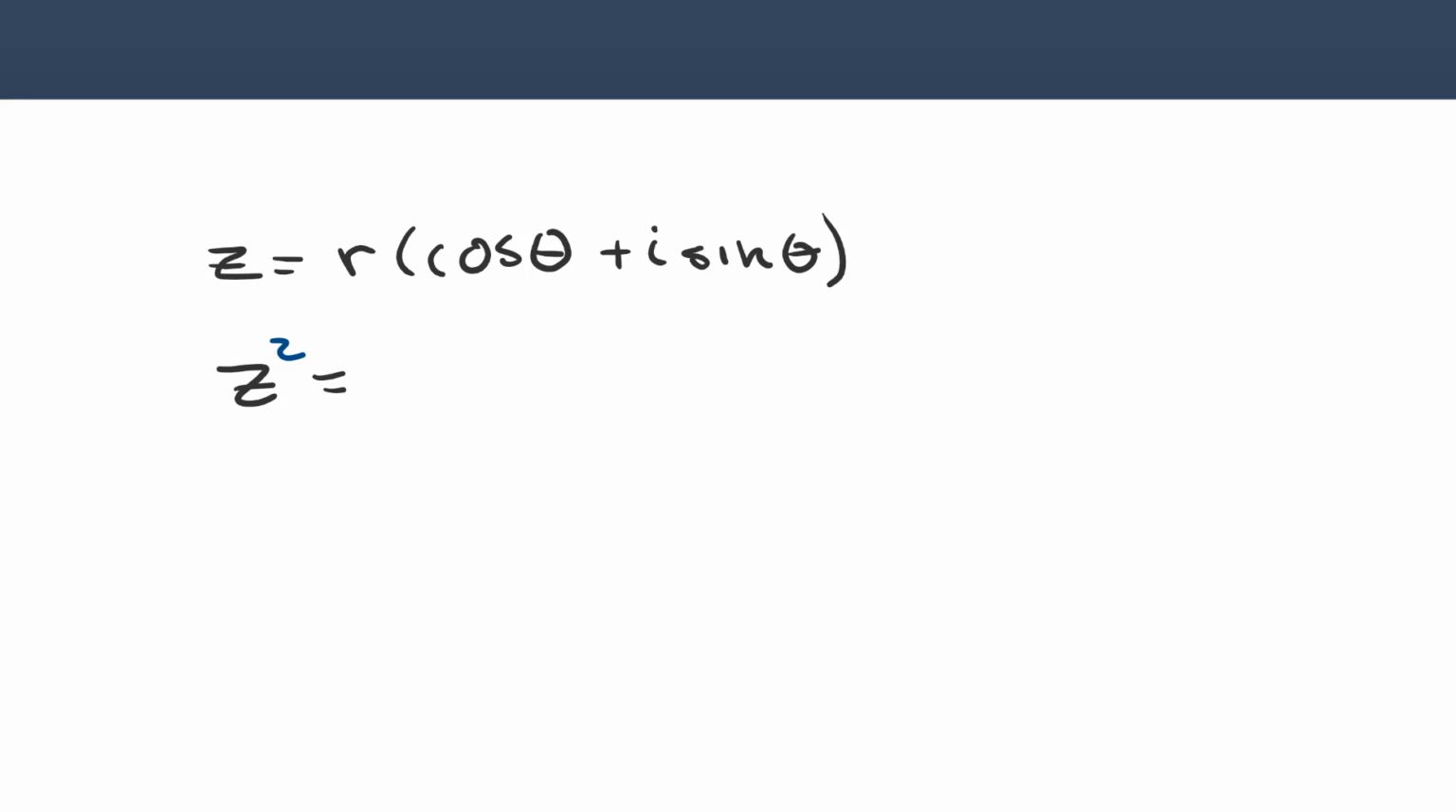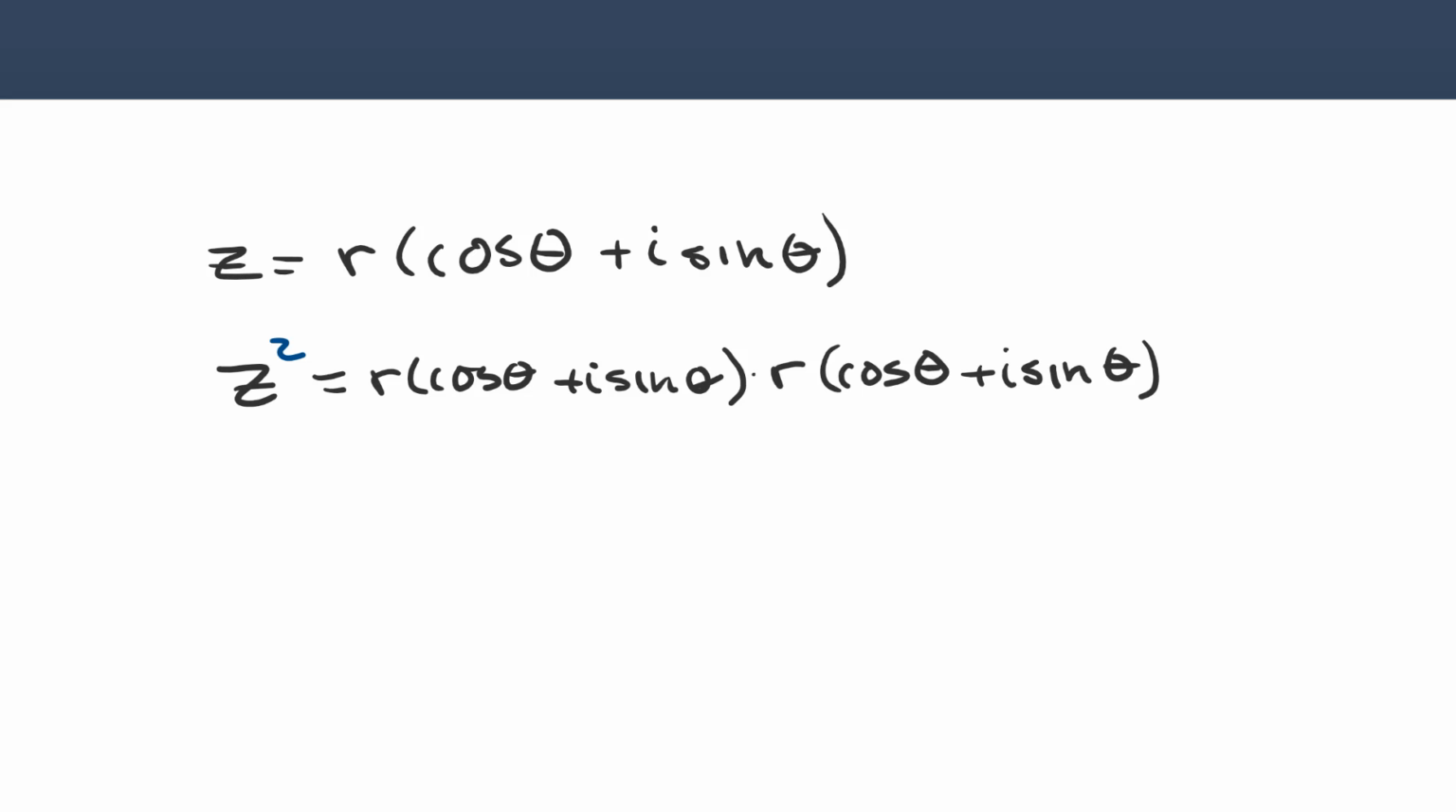So what's going to end up happening is we're going to write this twice. Squared means write it twice and then multiply those together, and we're going to use that multiplication trick. So we get that Z squared is equal to, and we look and we see R times R. So we get R squared. And then we have our cosine of the first angle plus I sine of the same angle.